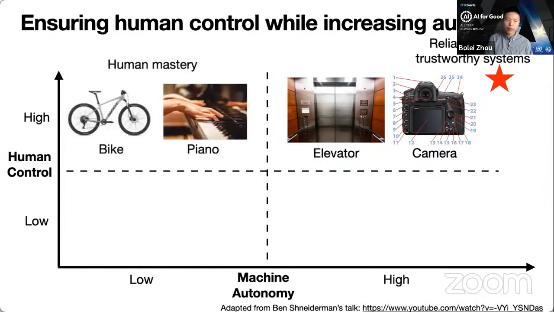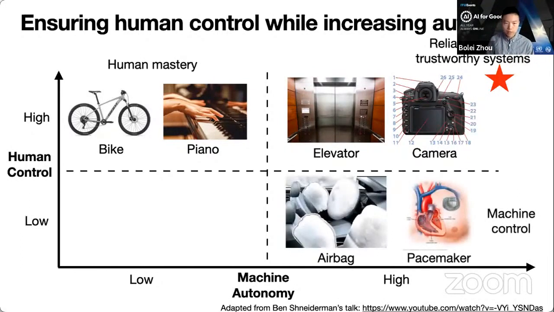On the other hand, we also have some inventions with no machine autonomy but high human control. That's relevant to the bike or piano, right? Humans take a lot of time to practice, and we can master the skills. So in that case, the machines will have low autonomy, but we have high control over them.